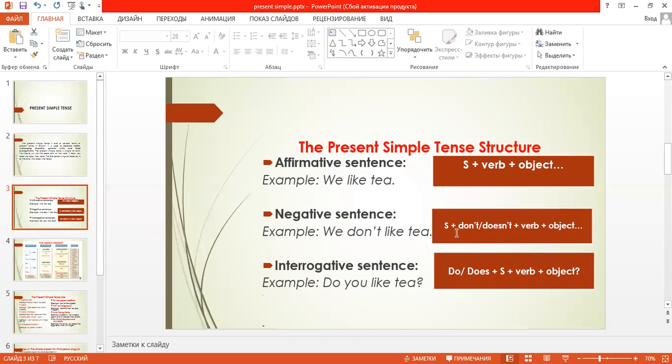Here, for example, we don't like tea. As we can see in a negative sentence, the auxiliary verb also precedes the main verb. As for the interrogative sentence, in this case, we use auxiliary verbs do and does before the subject. For example, do you like tea? Does he like swimming?